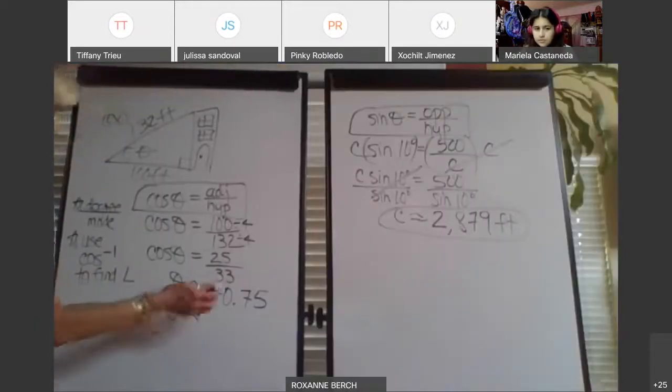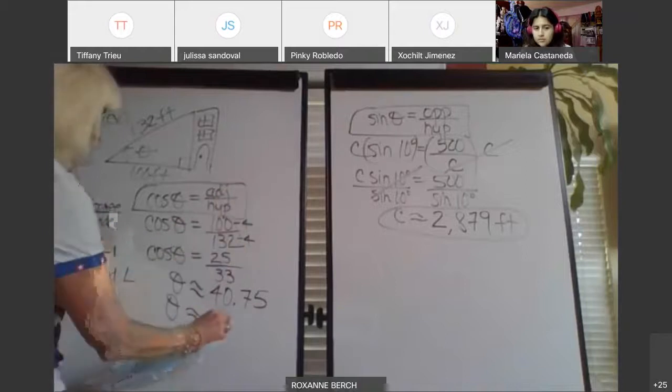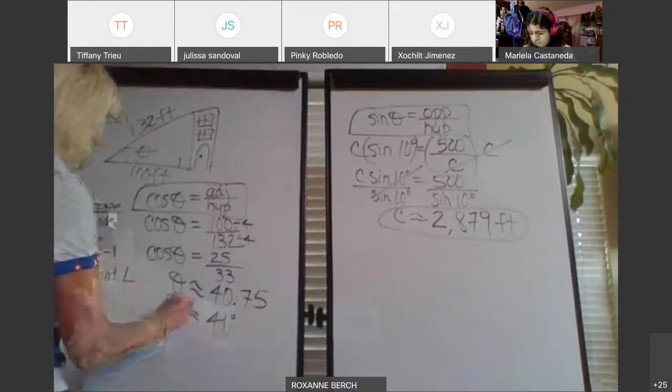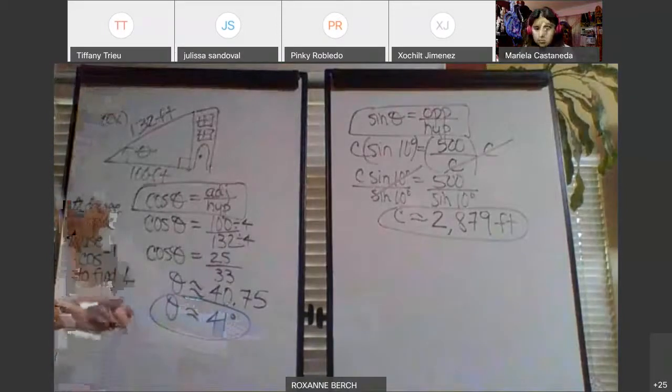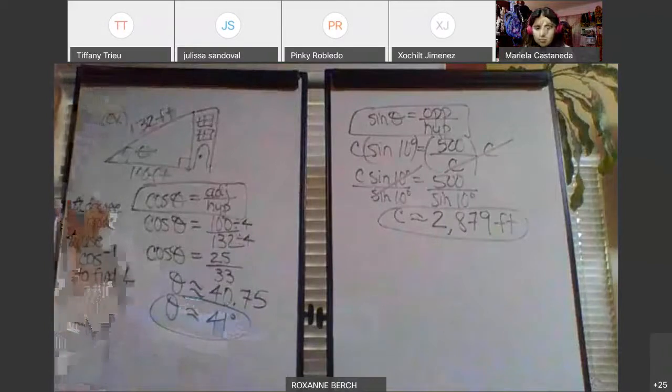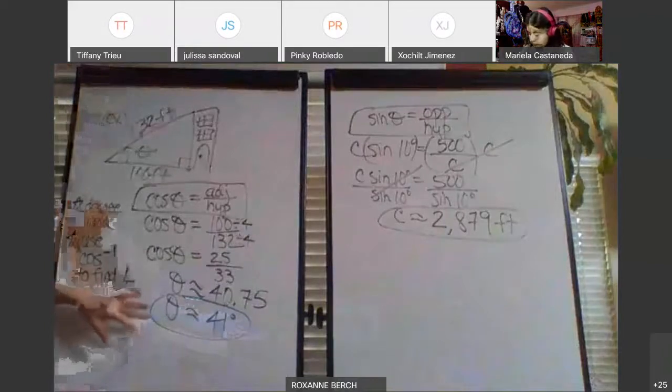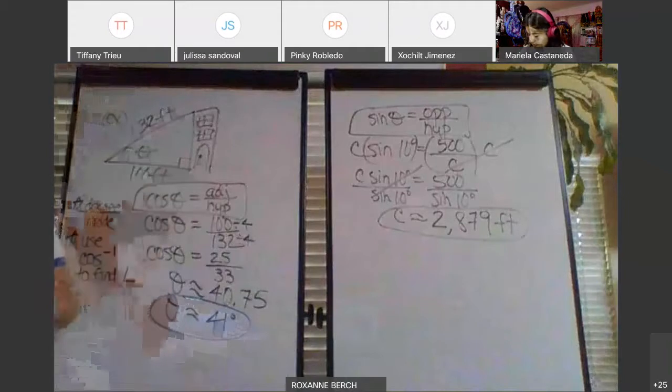40.75. And depending on how they want you to round, you could say, oh, it's about 41 degrees. So that's how you find an angle. Now, I don't know if you have to do that, but you will have to do that at some point. So it's just good to know that if you try to find an angle, use the inverse key.